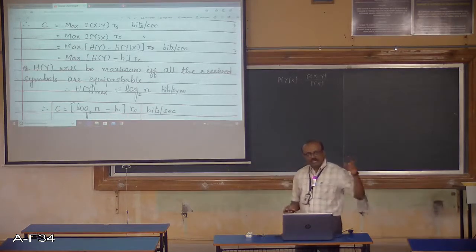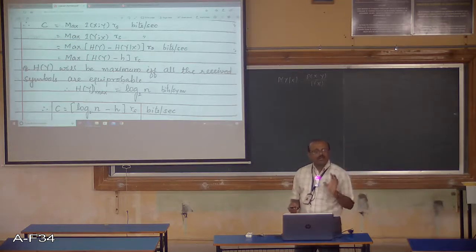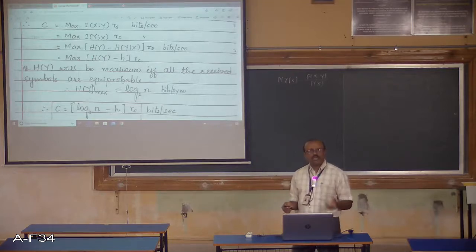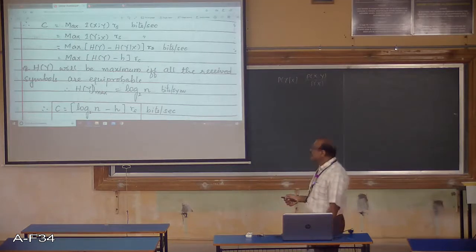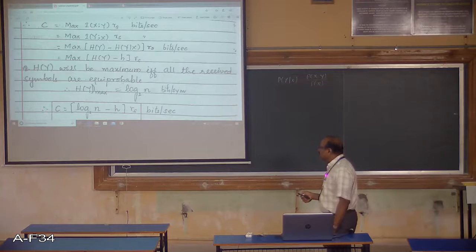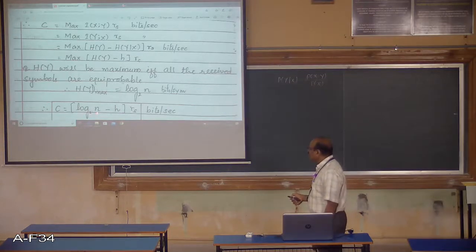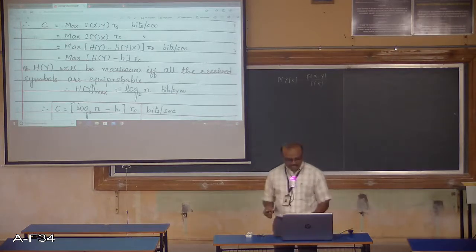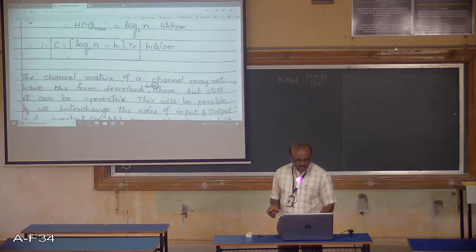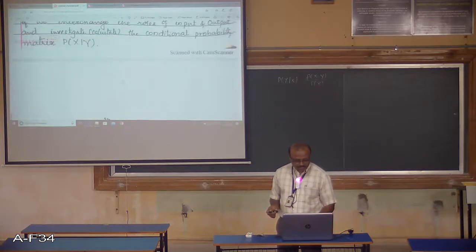So given a channel, if we can identify that it is a symmetric or uniform channel, meaning that the elements of the second and all successive rows are the same as the elements of the first row irrespective of their location, then for such a channel the channel capacity is directly obtained using this equation: log n minus h, into Rs, bits per second. This is for a uniform channel.